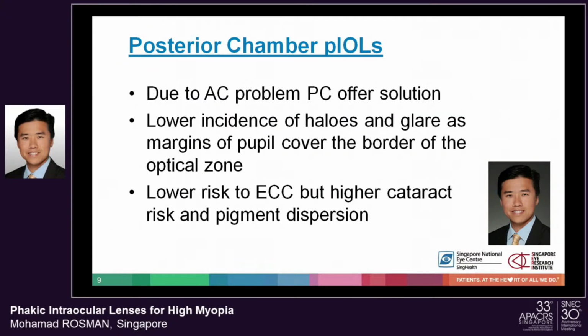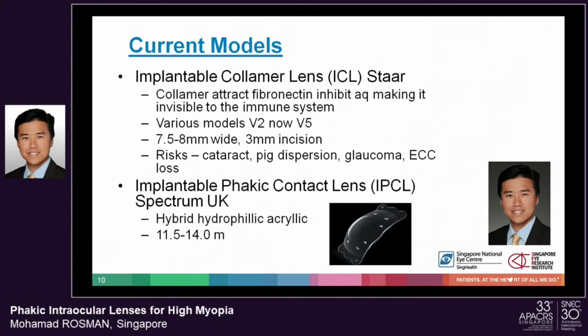Because of problems with the anterior chamber lenses, basically the loss of endothelial cell count with time and corneal decompensation, right now more and more ophthalmologists are using posterior chamber lenses. There's lower incidence of halos and glare, and lower risk to the endothelium. However, because of its proximity to the cataract, there is a higher risk of cataract formation and pigment dispersion. The current common models being used are the Star ICL, which uses a special soft material, Collamer, and the IPCL, or implantable phakic contact lens, by Spectrum UK.